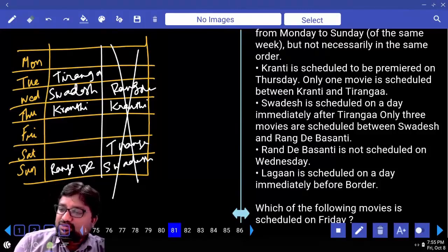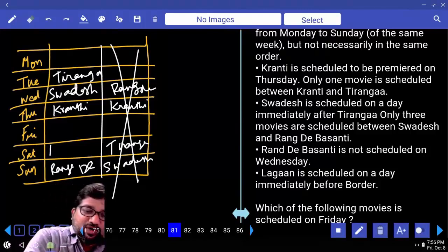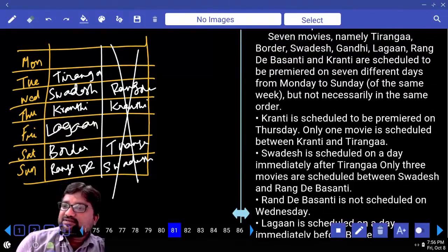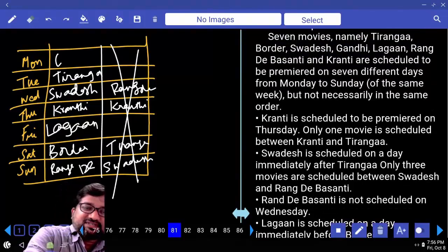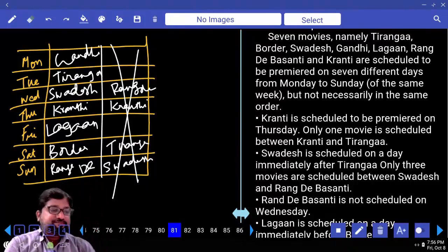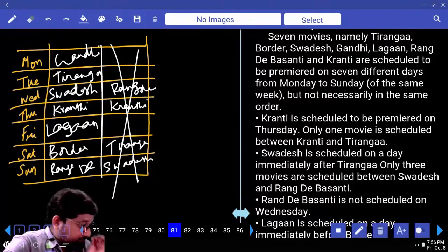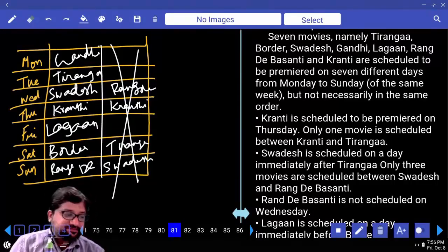Lagan is scheduled on the day immediately before Border. So this should be Border and immediately before that is Lagan. There's one movie left out. What is that? It's Gandhi, on Monday. Done? Everyone, copy it fast.